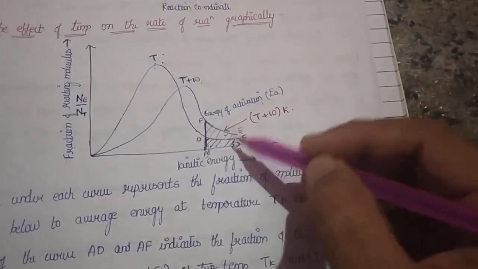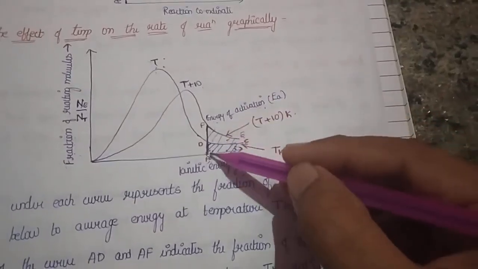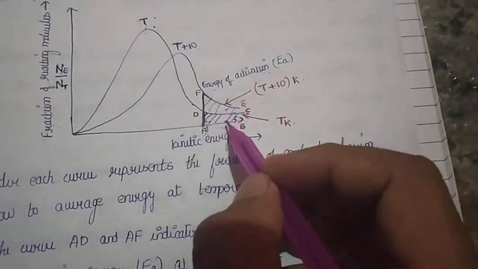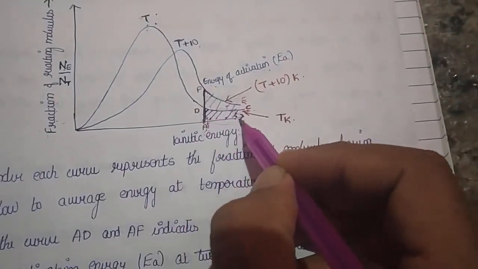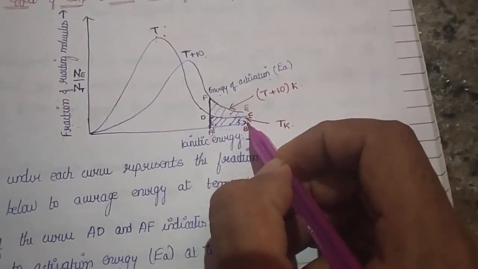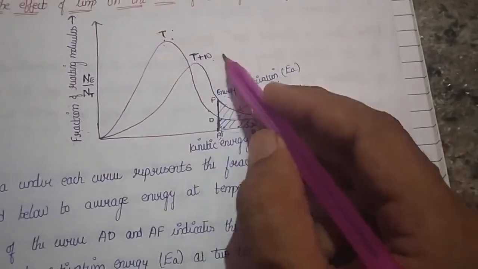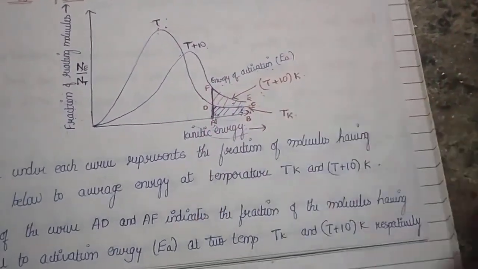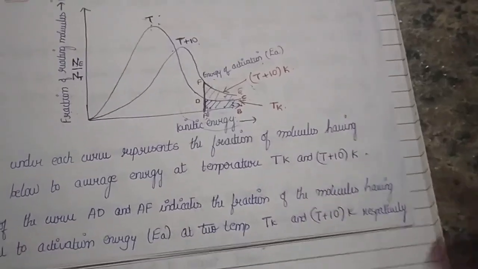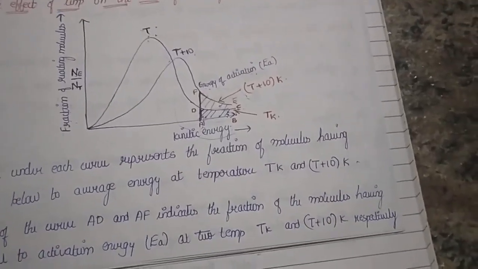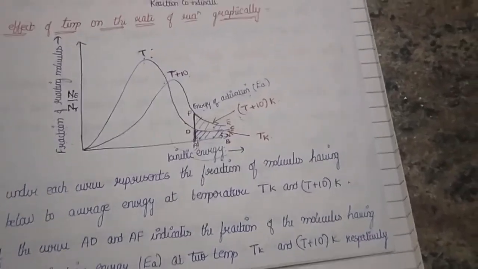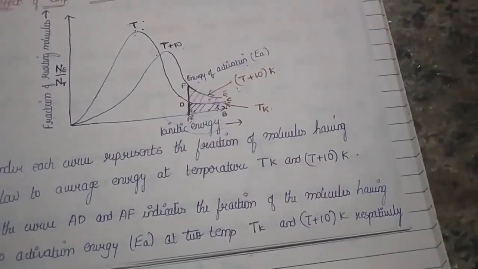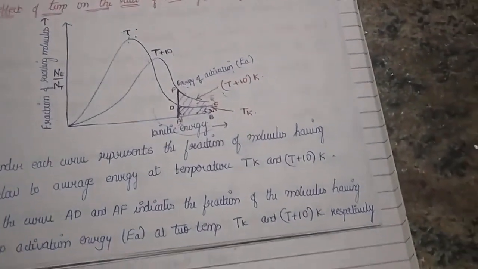Of course, what we could see is that it is double the area of A, B, C, D. So what happens if you just see this? Here the number of the activated molecules is less. But when I am considering T plus 10 Kelvin, what has happened? The number of the activated molecules is more. And we know that when the number of the activated molecules increases, it leads to effective collisions, and that will give you the product at a faster rate.